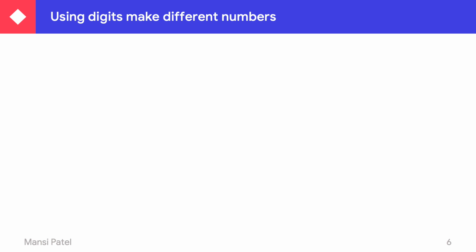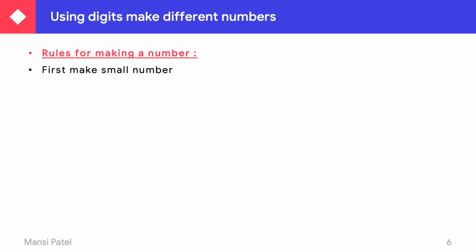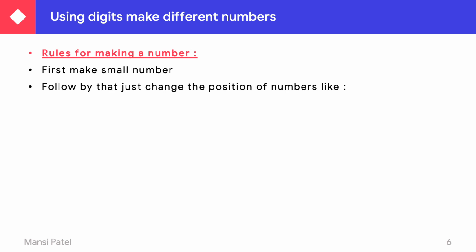Now the same thing, but in this, what about if they were given 4 digits to you? Then how can you form the different numbers using that digit? Let us see. Rules for making a number. First, make the small number. Followed by that, just change the position of numbers. So rule number 1, what you have to do? First, you have to write down the small number. And after that, you have to follow these rules.